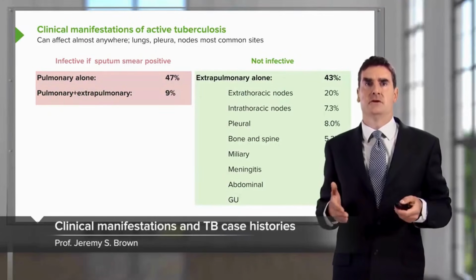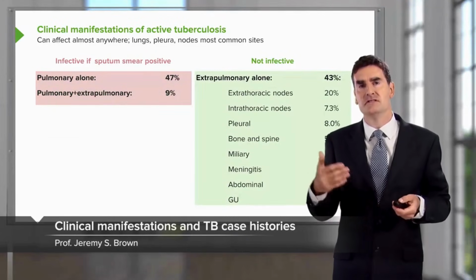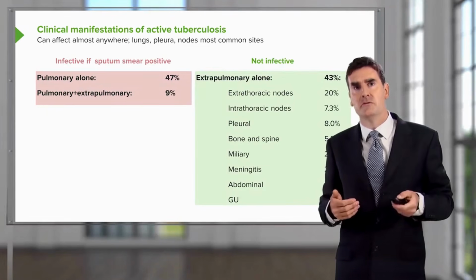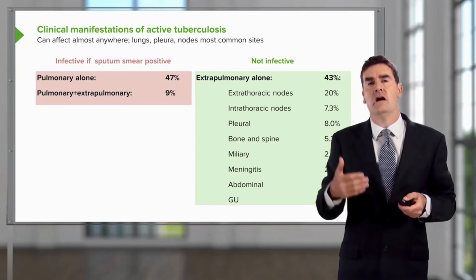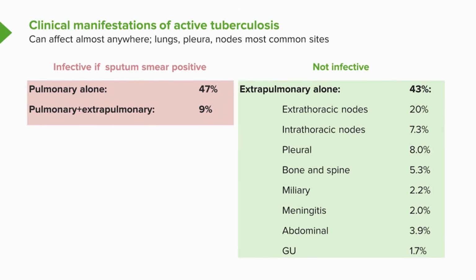So the clinical manifestations of tuberculosis are lung alone, pulmonary, which is nearly half of people; a combination of lung plus disease outside the lung, which is only about 10% of people; and then there's extrapulmonary disease that's not affecting the lungs, and that includes the mediastinal lymph nodes, because they're not actually part of the lung, they're in the mediastinum. It also includes pleural tuberculosis, because the infection is of the pleura itself, which again is not the lung parenchyma. Now, an important distinction here is that infective disease are those patients with pulmonary disease, and all the extrapulmonary forms of tuberculosis are essentially not infective.